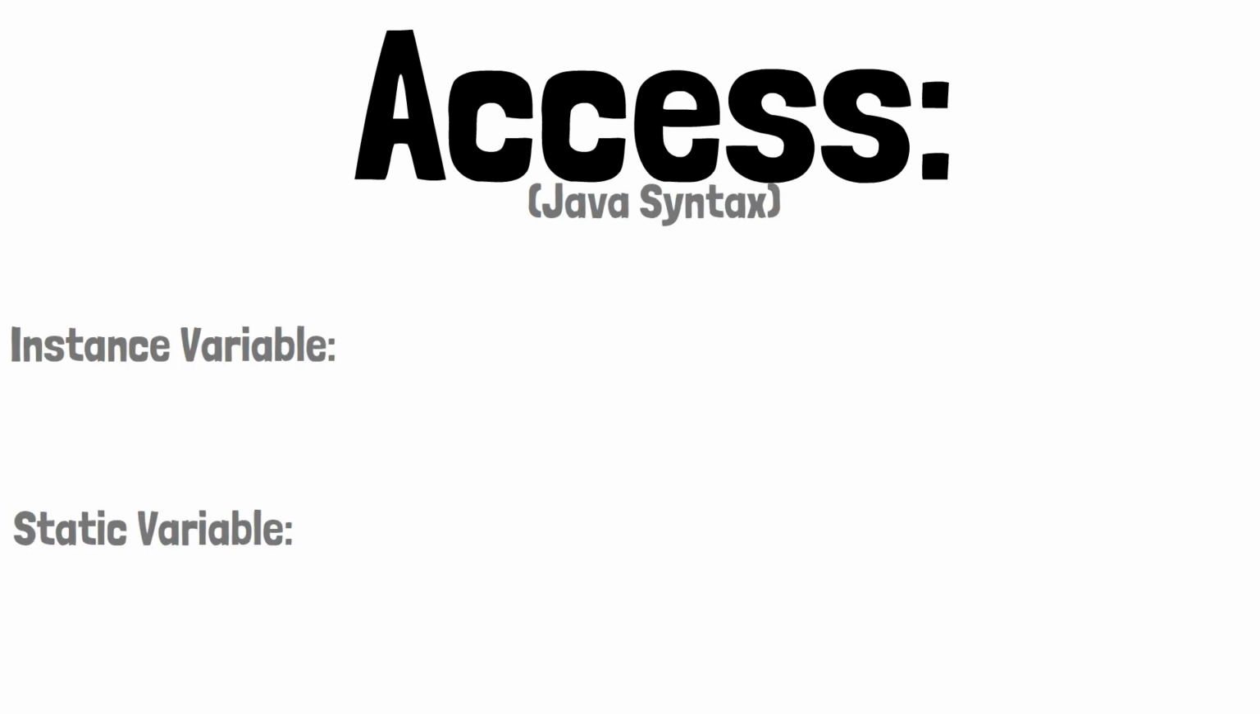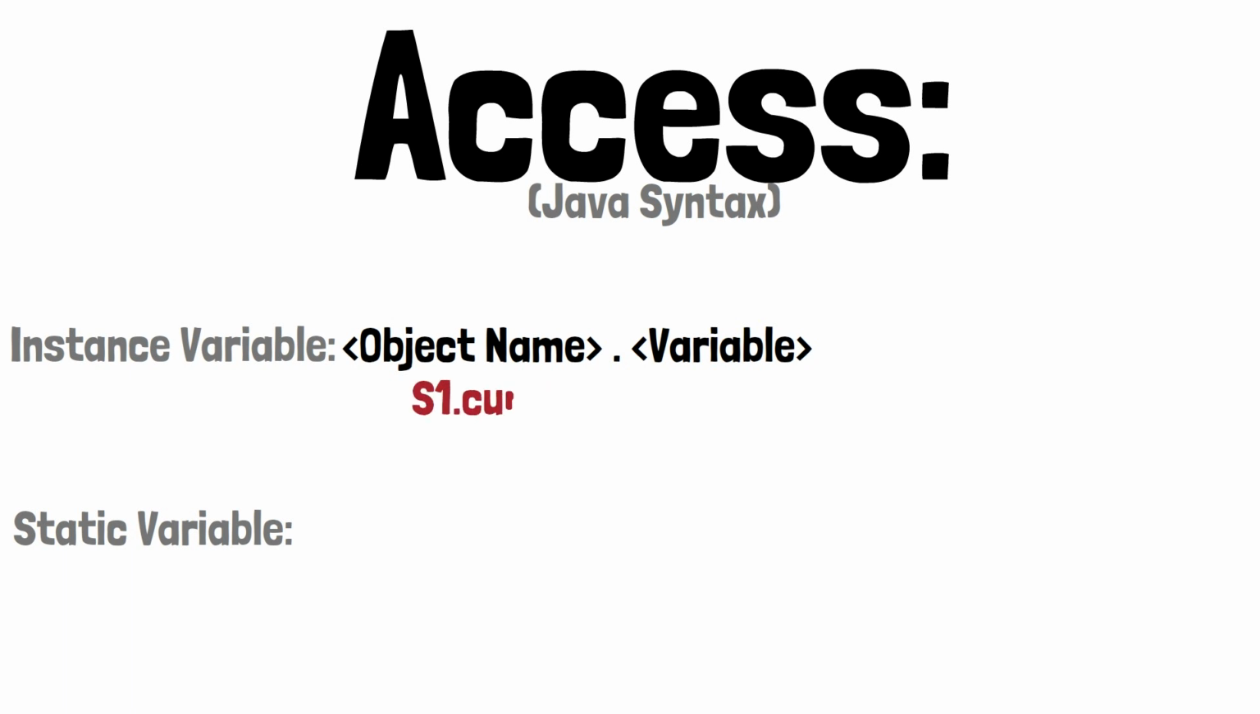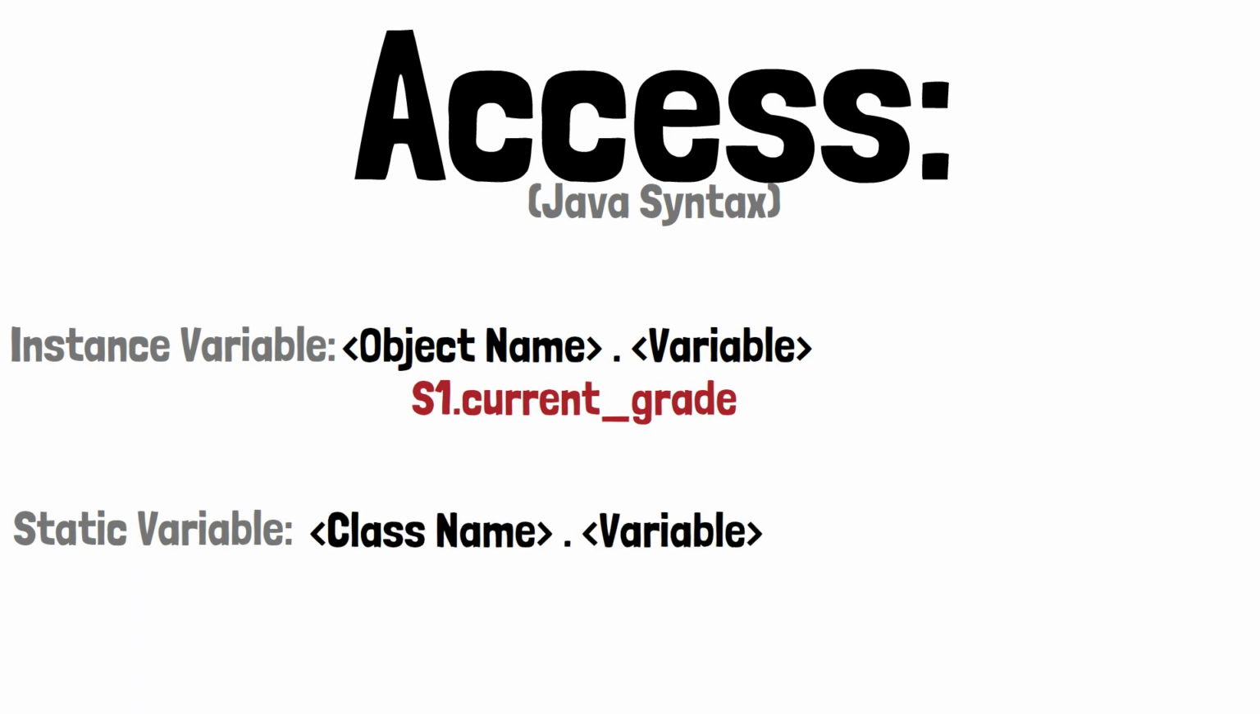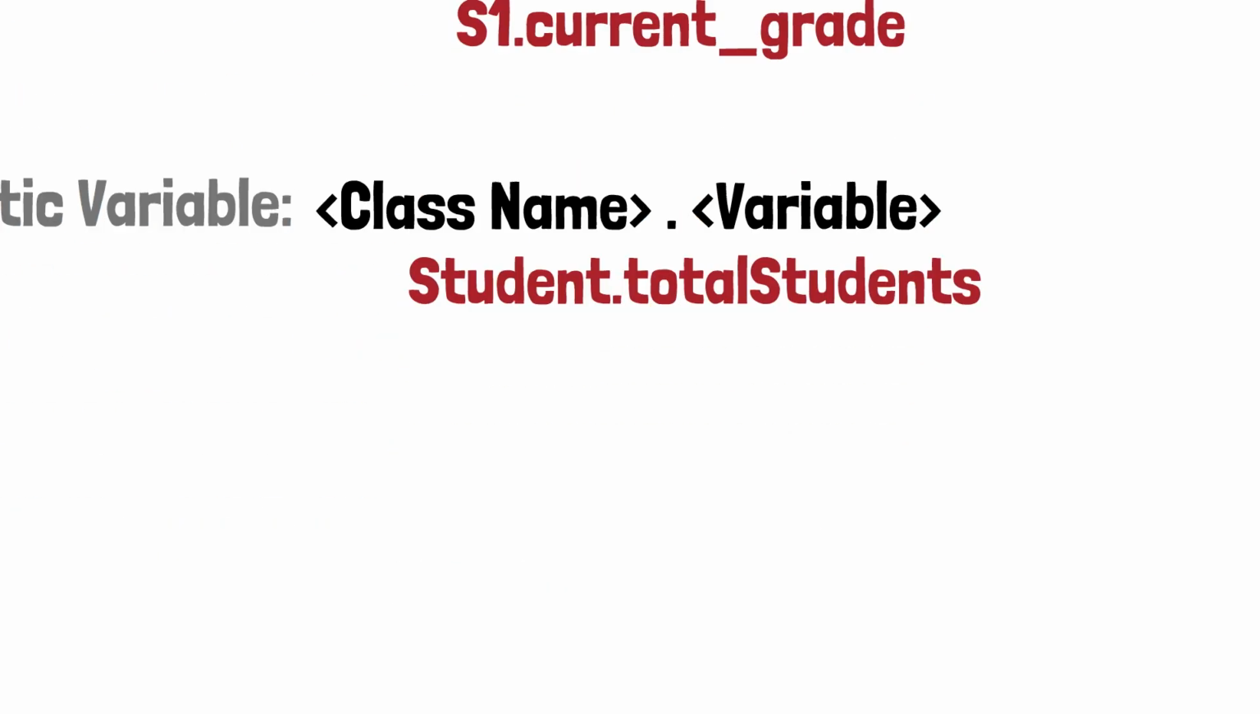Let's talk a little bit about accessing the values of the variables. Instance variables are accessed by specifying which object's version of the variable you are trying to get to. So to access the current grade of student 1, we should use something like s1.currentGrade. For static variables, we specify the class name. So to access totalStudents, we must use something like students.totalStudents.